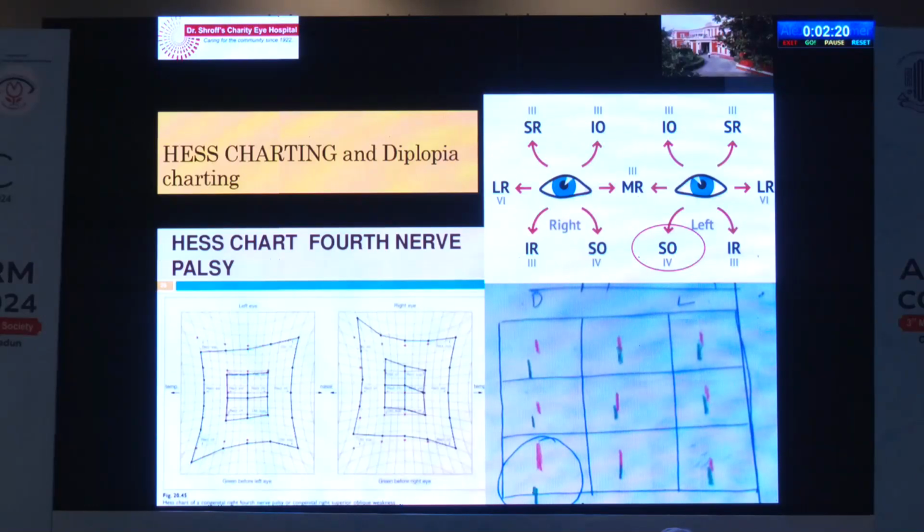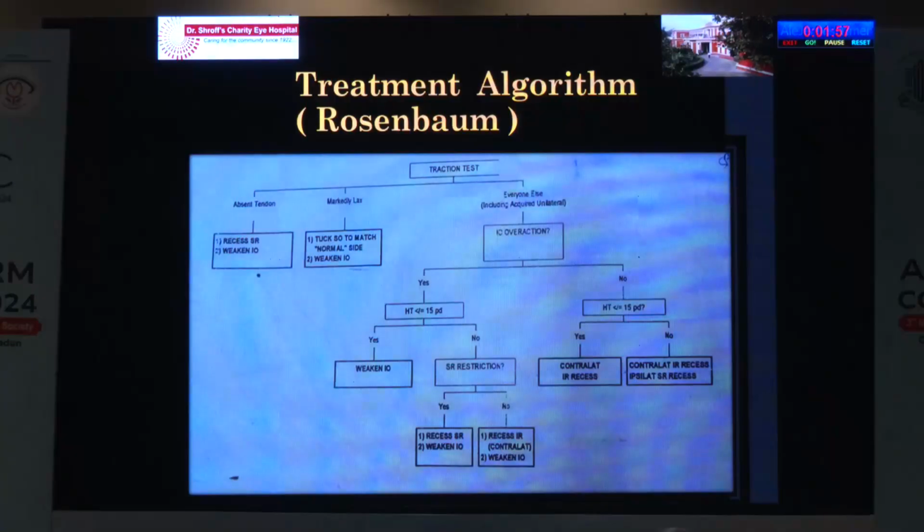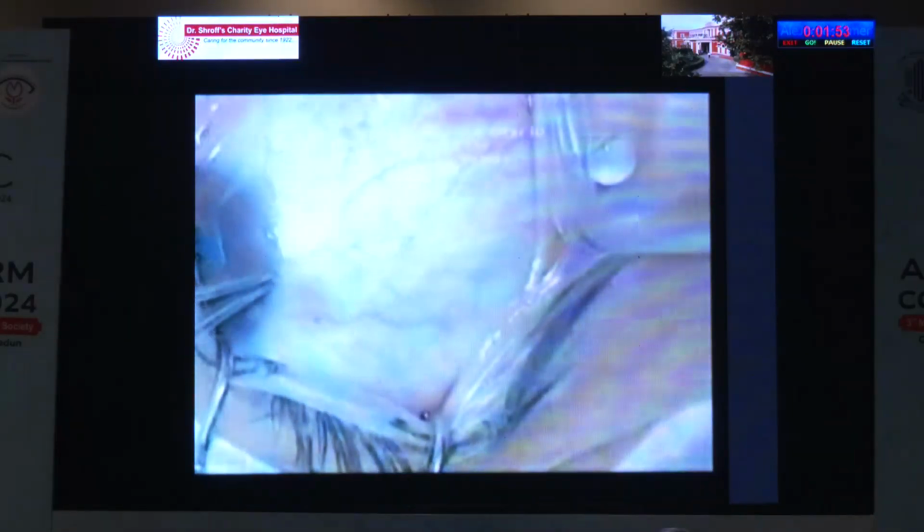Hess chart is important. In this case, you can see a Hess chart showing a right superior oblique palsy. And you can do a diplopia charting where you will see it also. In a diplopia charting, the outer image is from the eye affected. So here you get the green. We have put the red in the right eye and the green in the left, which is the affected eye. So this is the algorithm for the superior oblique palsy, which is there in Rosenbaum.